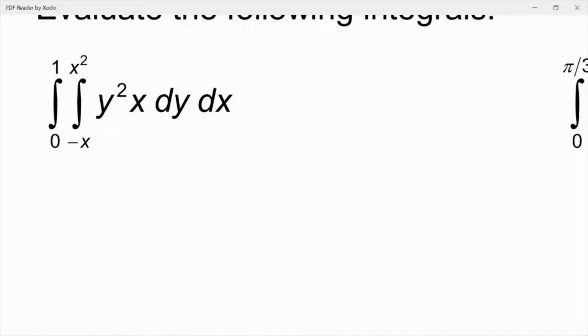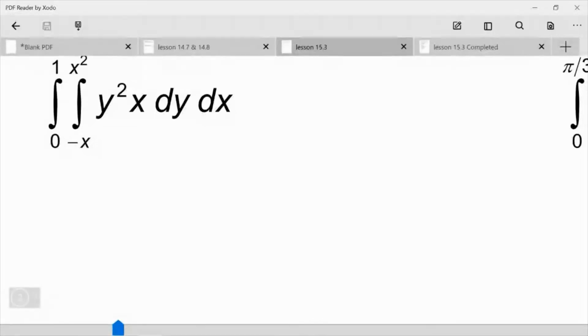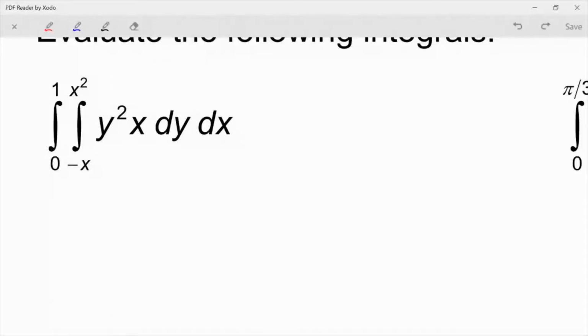We have a double integral from 0 to 1 and negative x to x squared, and our function is y squared x. We're going to integrate with respect to y and then with respect to x. When we solve this out, the process is basically the same. Like I said, it's just going to be a little bit messier because we've got to do some work with the antiderivative and a little bit of algebra to get it simplified down, as opposed to just constant values.